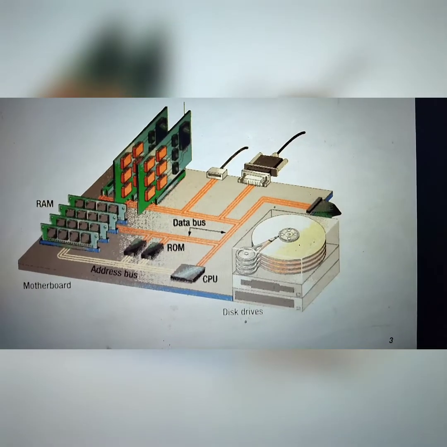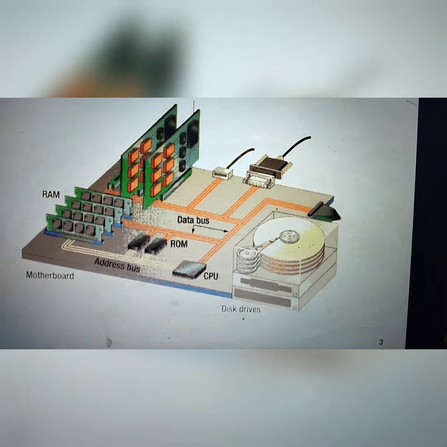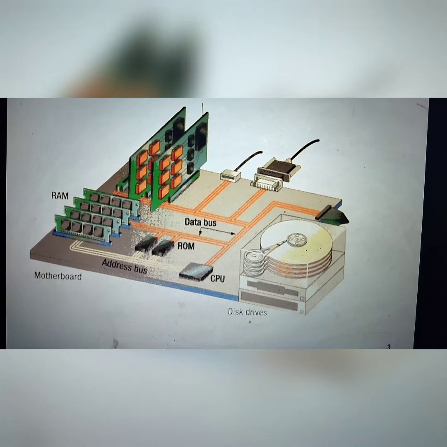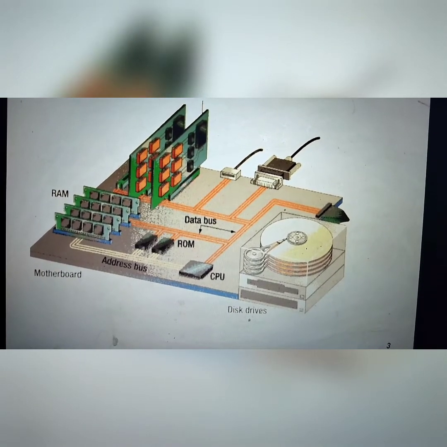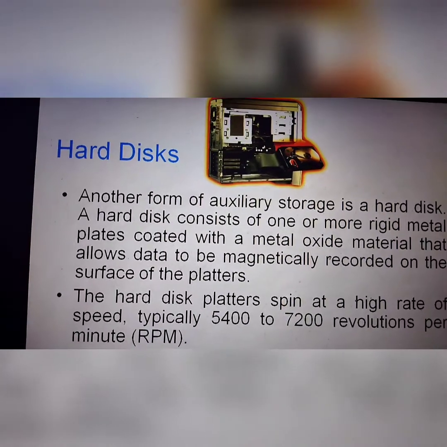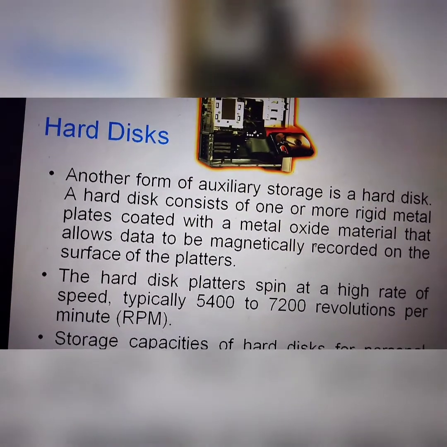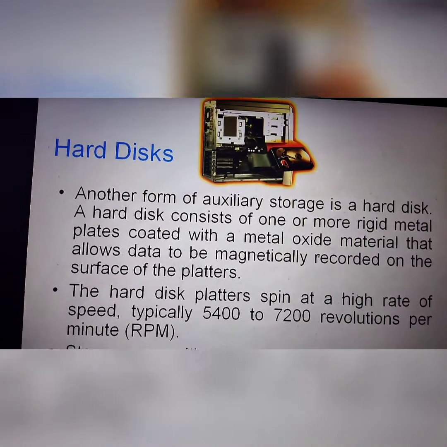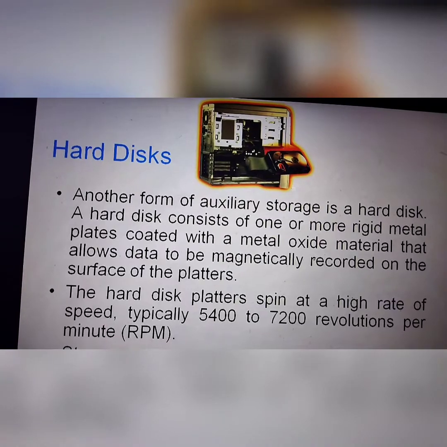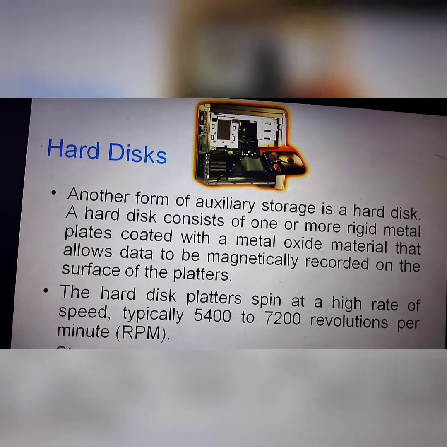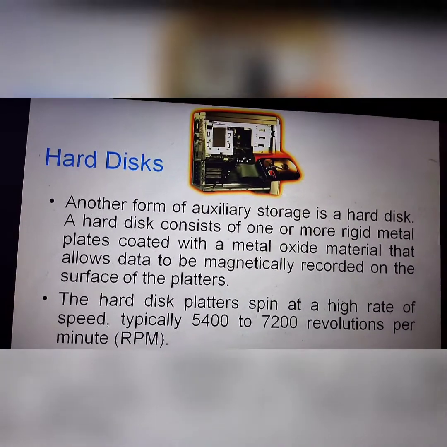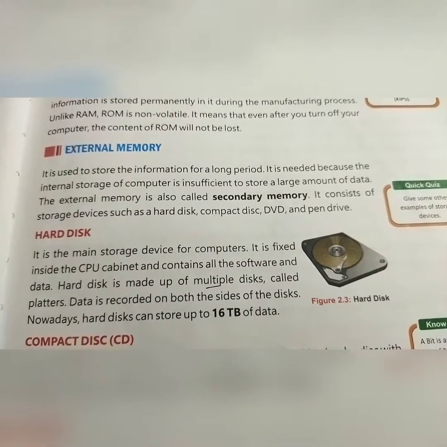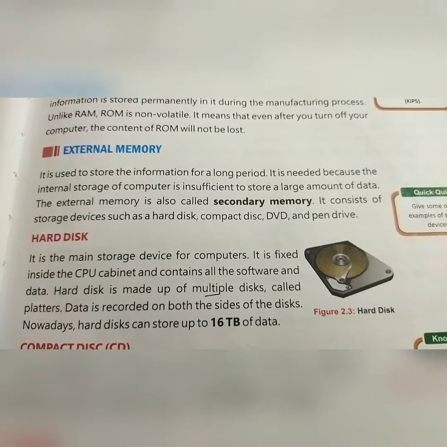So students, first is a hard disk. It is the main storage device for a computer. It is fixed inside the CPU cabinet and contains all the software and data. A hard disk is made up of multiple disks called platters. Data is recorded on both sides of the disk. Nowadays a hard disk can store up to 16 TB of data. Now look at this picture of a hard disk. This is a hard disk, an external memory in your computer system.